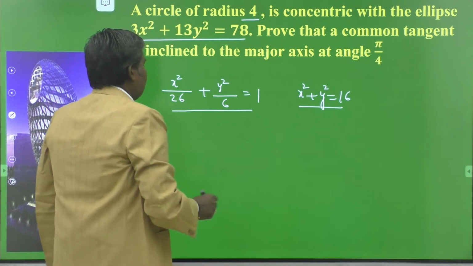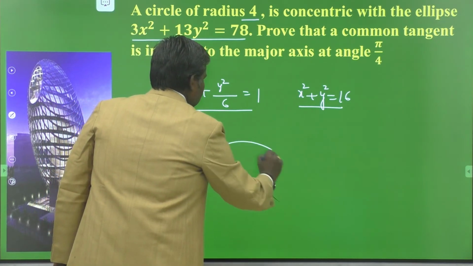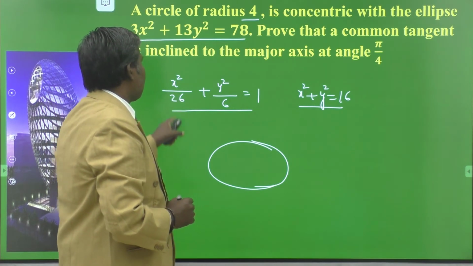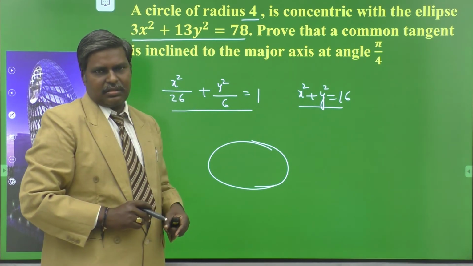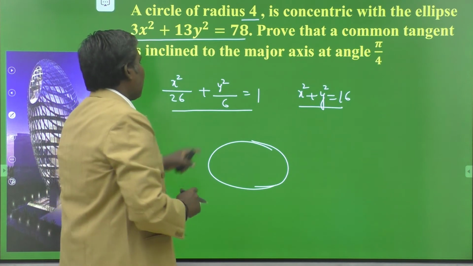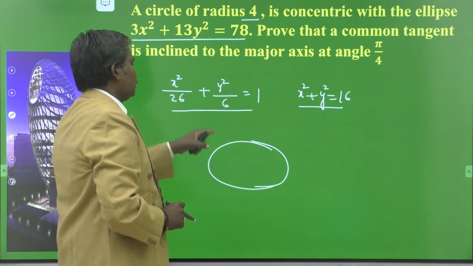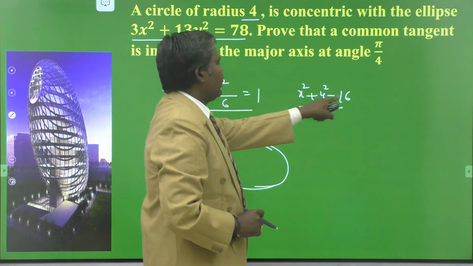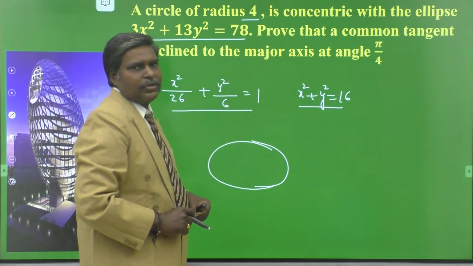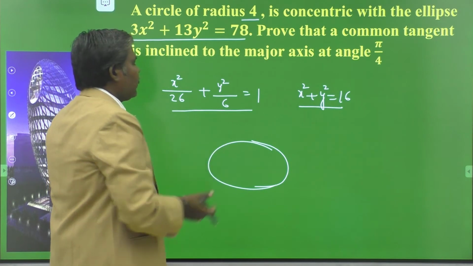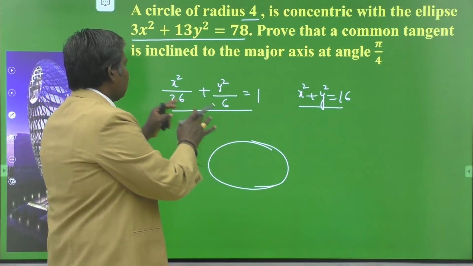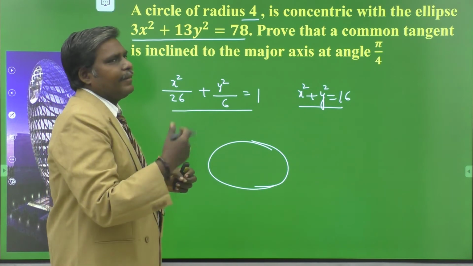Okay, if you draw the diagram, this is your ellipse. What is the length of the major axis? 2 root 26. The minor axis length is 2 root 6. Radius of the circle is what? 4 units. So we obtain the common tangent only when the circle touches the ellipse or intersects the ellipse.